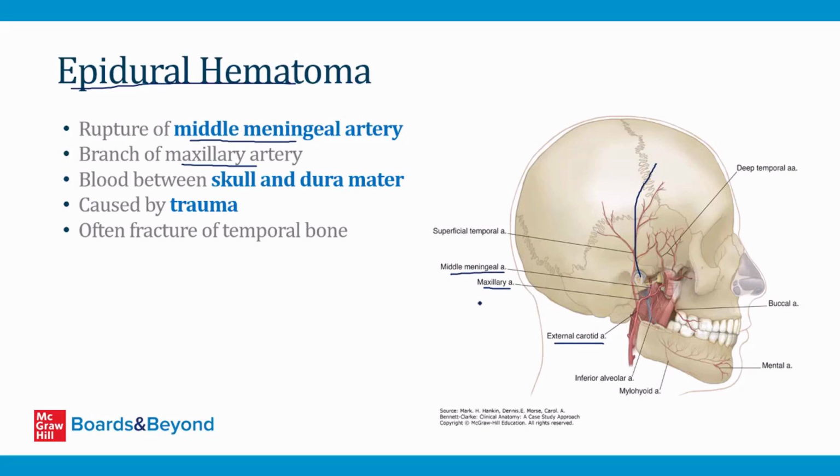And in that space, it's vulnerable to rupture, especially if there's trauma and a skull fracture, because it's very near the skull bone. So when there's bleeding from the middle meningeal artery, that's going to lead to the accumulation of blood between the skull and the dura mater. And that's why knowing the layers of the meninges, like we talked about in the last slide, is important to understanding these intracranial bleeds. Usually the cause of an epidural hematoma is trauma, especially if there's fracture of the temporal bone, and we'll talk more about this in just a second.